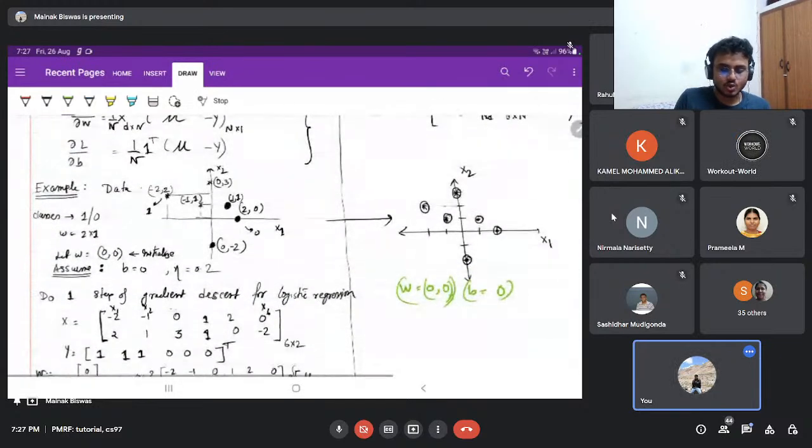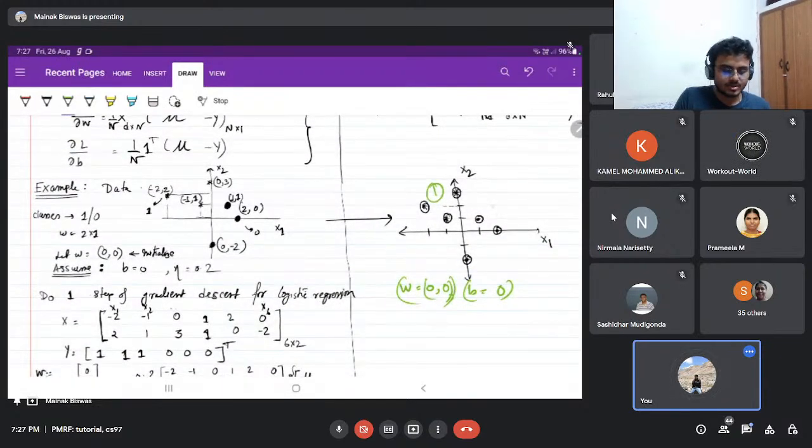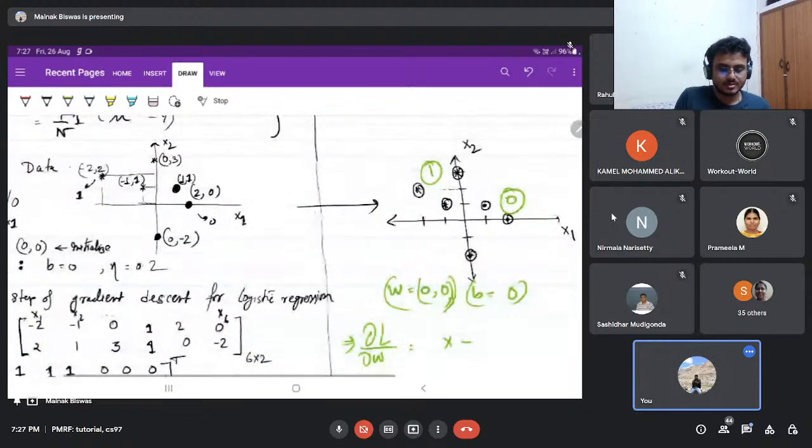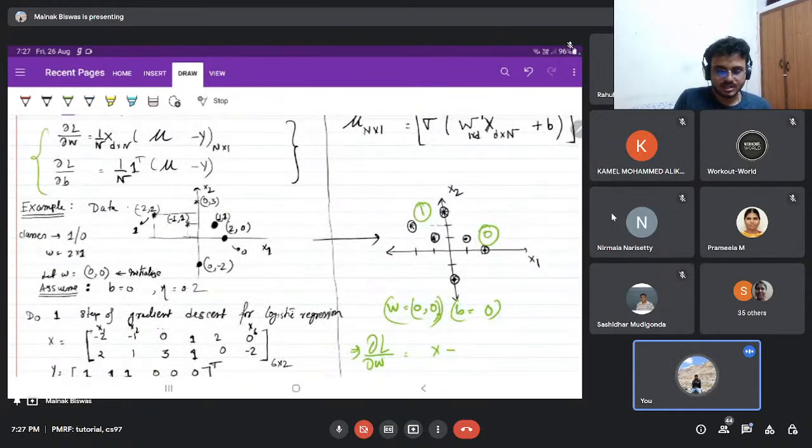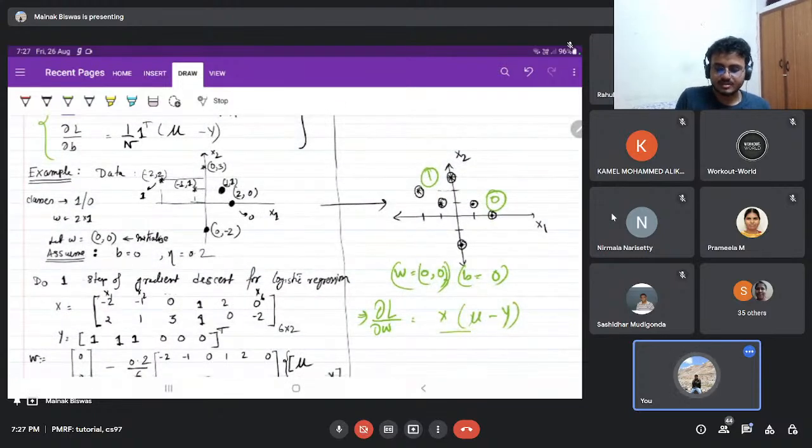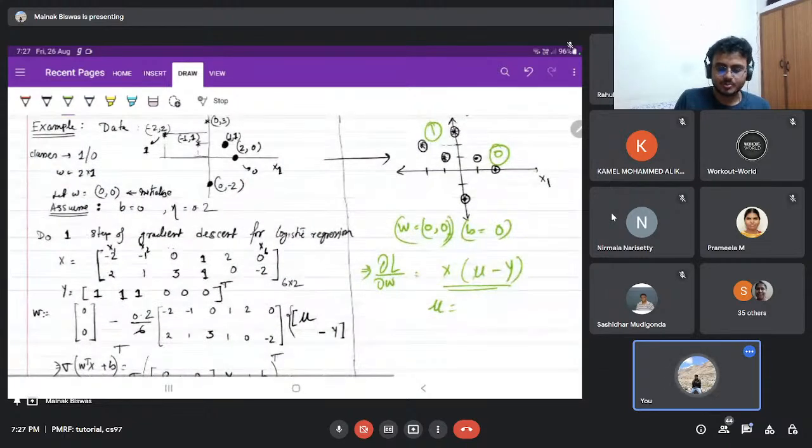So let's try. Let's take these as 1, and these as 0 labels. The gradient was defined as dl/dw is x into (mu minus y). That's what I've done. Mu you can easily calculate by taking the dot product w transpose x plus b and taking the sigmoid of this.